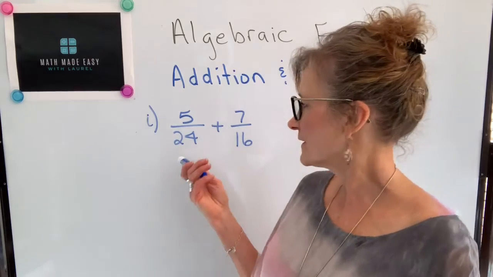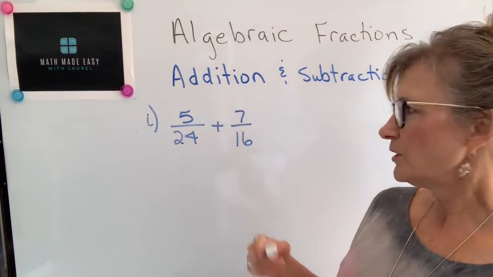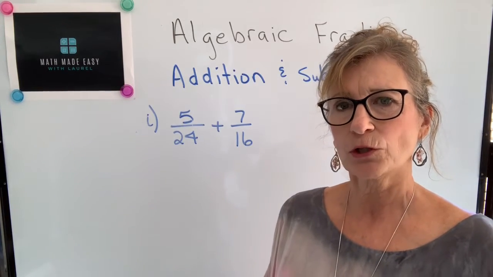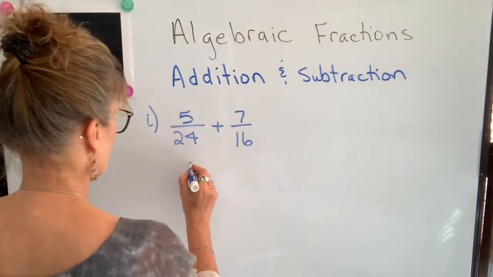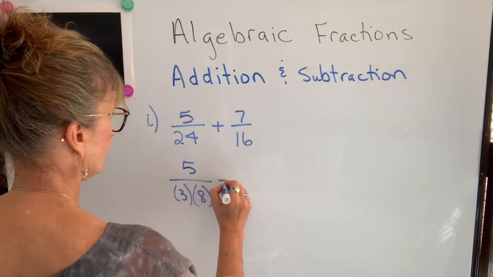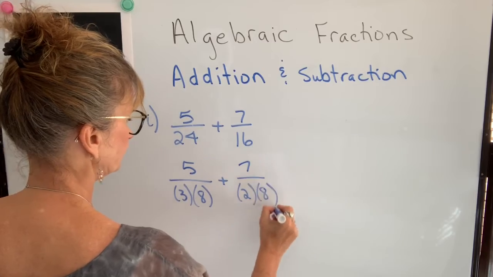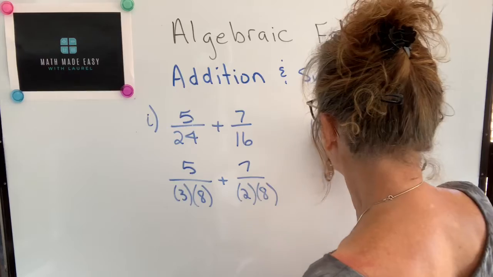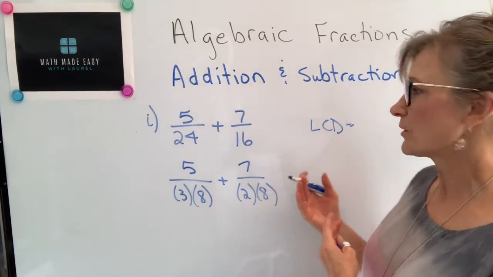So if we take a look at this example, we don't have a common denominator, so we need to change these to equivalent fractions with a common denominator, and we always look for the lowest. In order to look for the lowest, you need to factor. So 24 is 3 times 8. 16 is 2 times 8. And then when I factor, I can see that I have a common factor of 8, so I don't need to repeat it in my lowest common denominator.